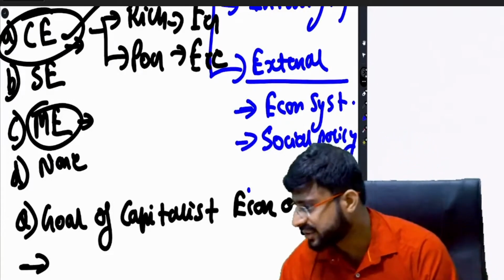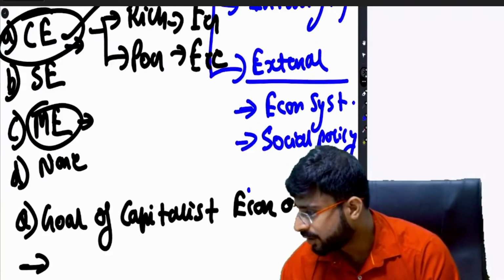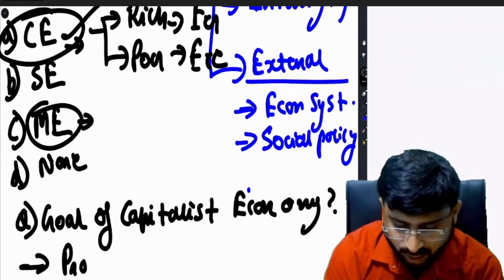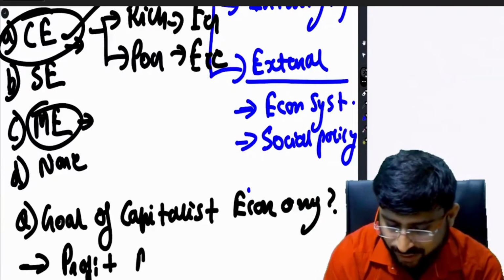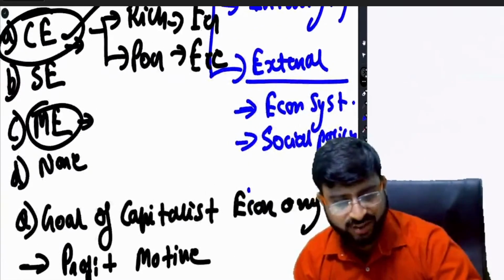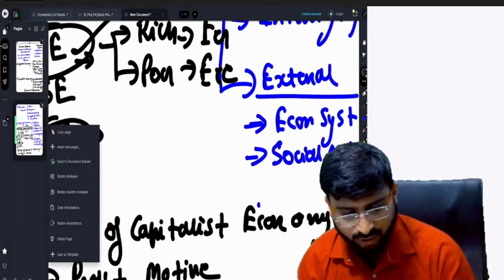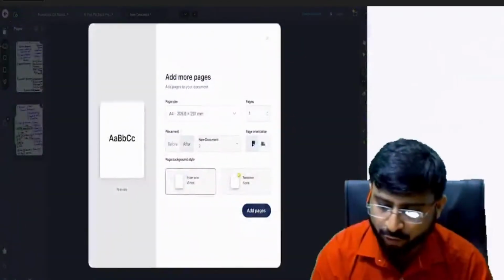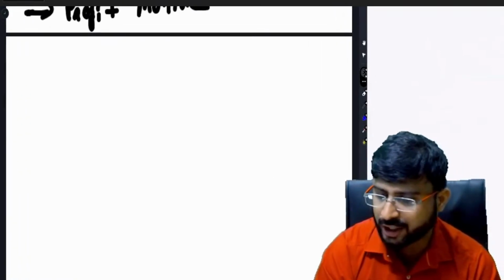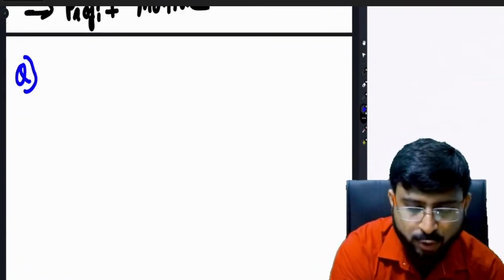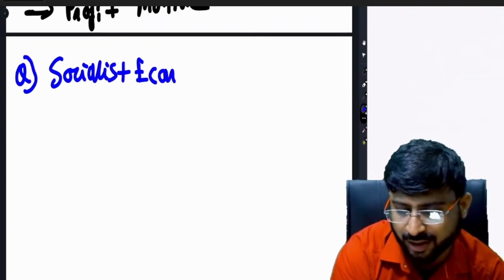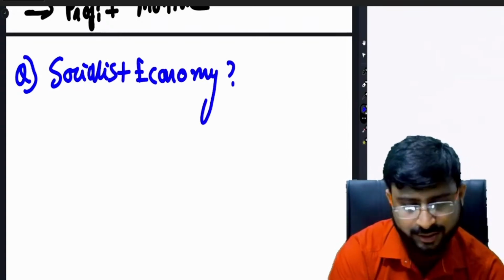Very good. I can see the answers already flowing in, and good to see that people are answering correct. Profit motive. Very, very good. Profit motive, my dear friends, is the answer. You are correct about this. Then let me come to the second question, just the follow-up question. If profit motive is the goal of capitalist economy, then you will tell me what is the goal of socialist economy then? Come on. Answer me this.